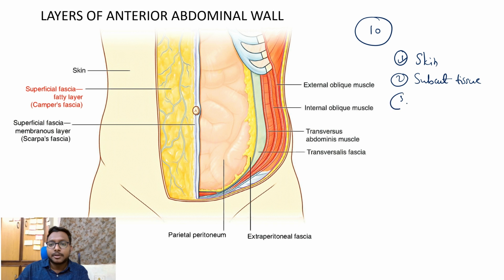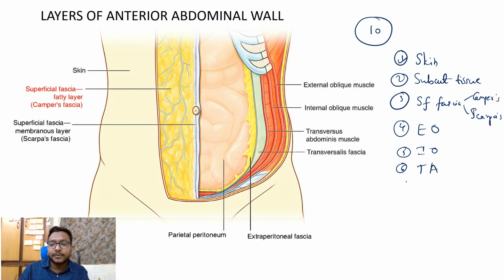Third one is superficial fascia. It has got two layers. Superficial fatty layer called Camper's fascia. Deep membranous layer called Scarpa's fascia. Then next is your external oblique, internal oblique, transverse abdominis, fascia transversalis, which is also called transversalis fascia.